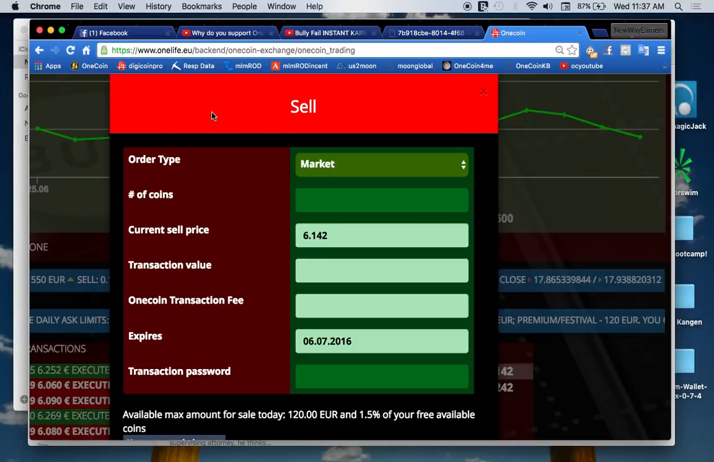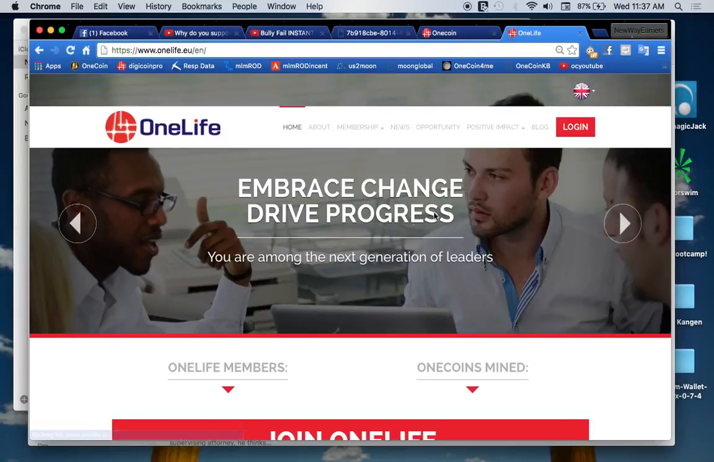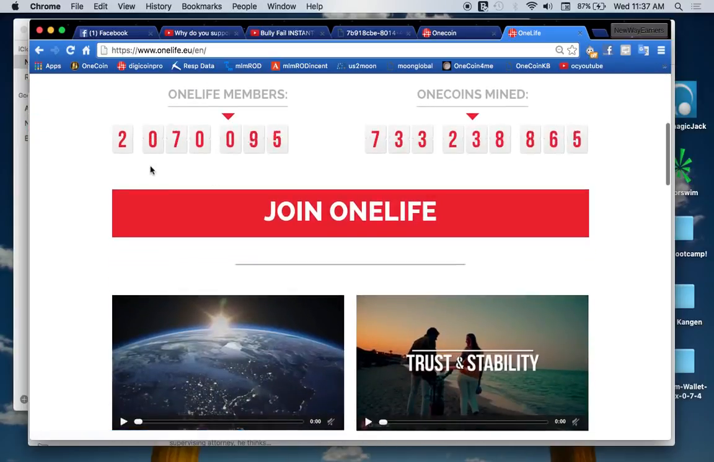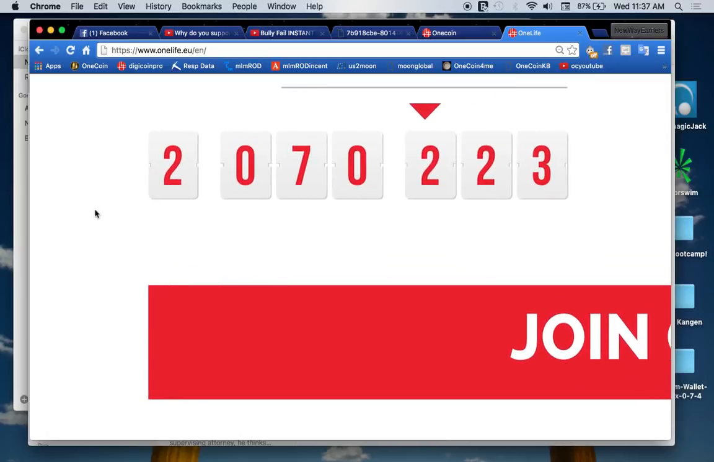Now, what happens as the community gets bigger and bigger? Just to show you what's going on with the community, you can see that right now our community is basically at 2,070,223. I know last week for several days the community was growing at about 7,000 people per day. Okay, so if it's growing at 7,000 people per day, do you think that the liquidity is going to go up?